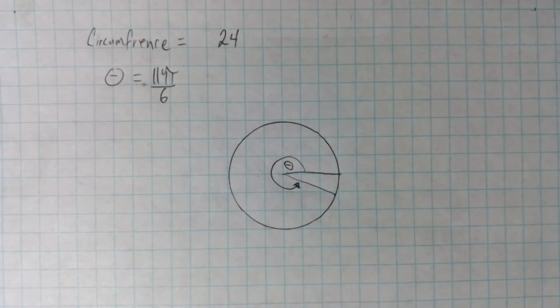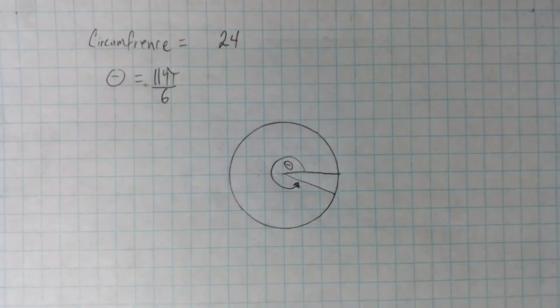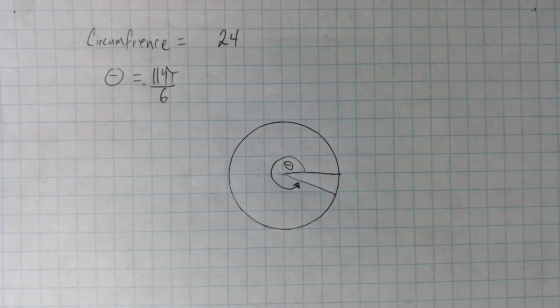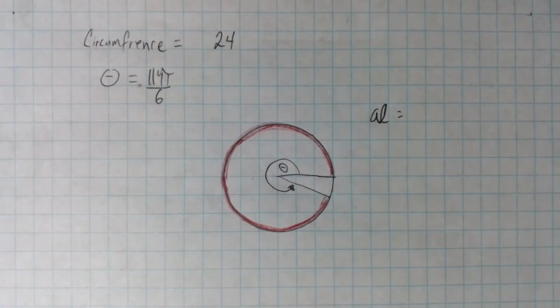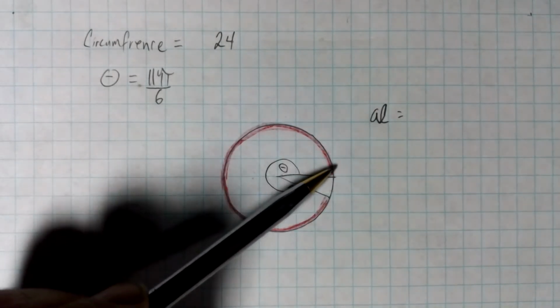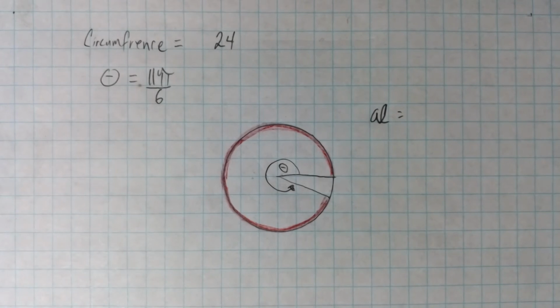At this point, you have to realize that the distance all the way around the circle is 24, and the arc length is what we're looking for. So there it is. Again, the circle is 24, and the arc length that we're looking for is that distance. It's 11 sixths pi around, that's the angle of rotation.